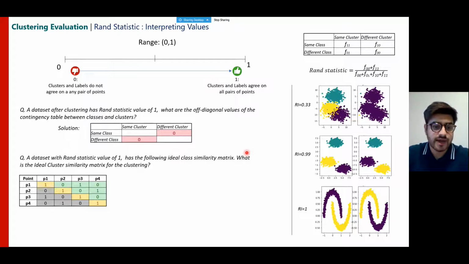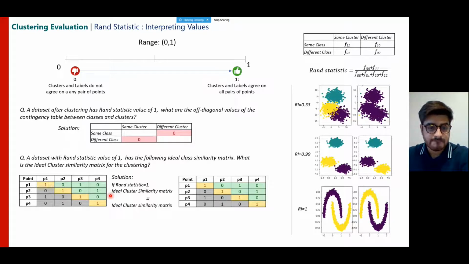Similarly, if we have a data set with RAND value 1 and we have the ideal class matrix, what will be the ideal cluster similarity matrix for that? Because they have to match on everything, it will have the same matrix as this.